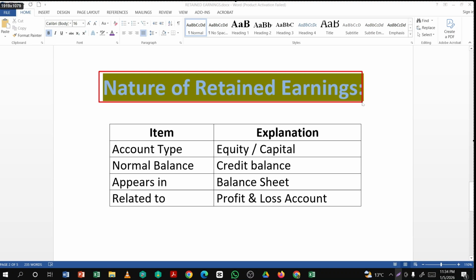Nature of retained earnings. Retained earnings is an equity or capital type account. It is normally a credit balance. It appears in the balance sheet. It is related to the profit and loss account.